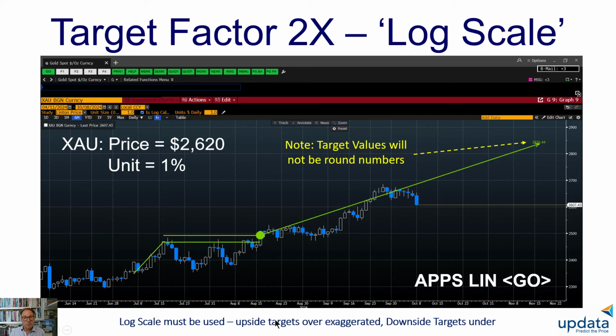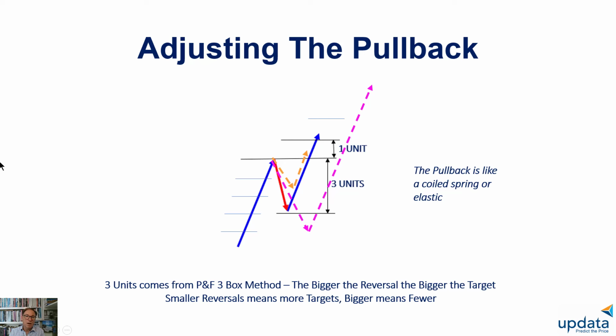If log scale must be used, upside targets are over exaggerated, and the downside targets, if you think about it the other way, will be under exaggerated because the unit size is getting smaller and smaller. So in uptrends, your upside targets will be exaggerated. The counter trend targets will be under exaggerated, so that can be quite interesting.